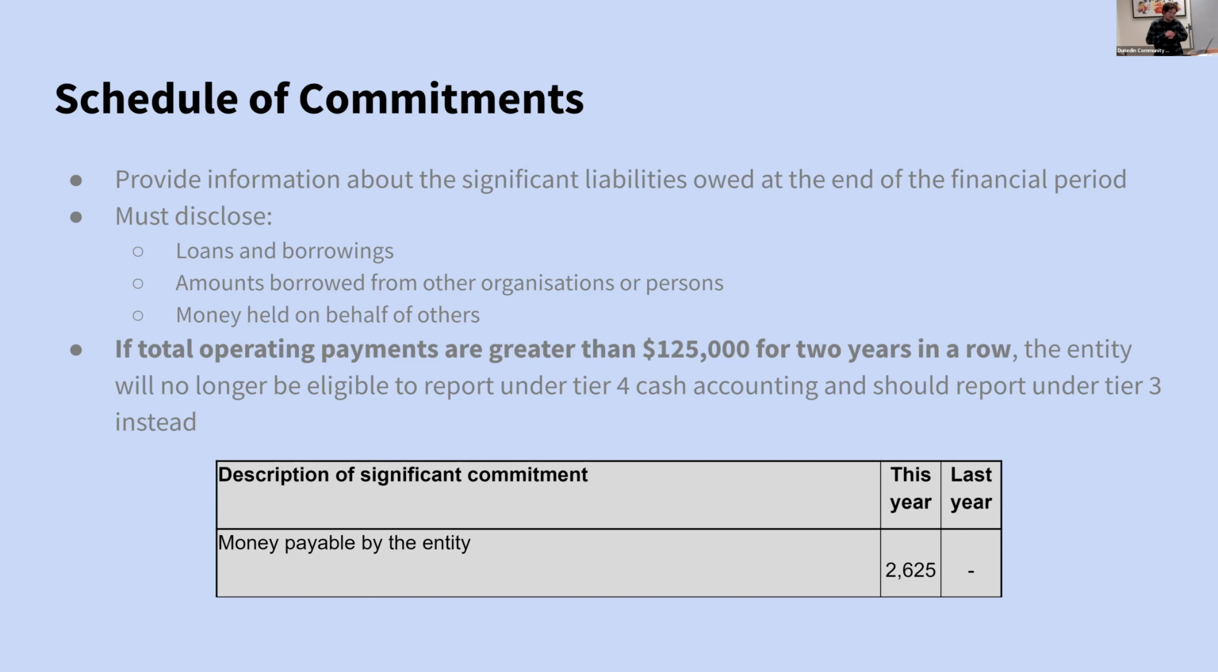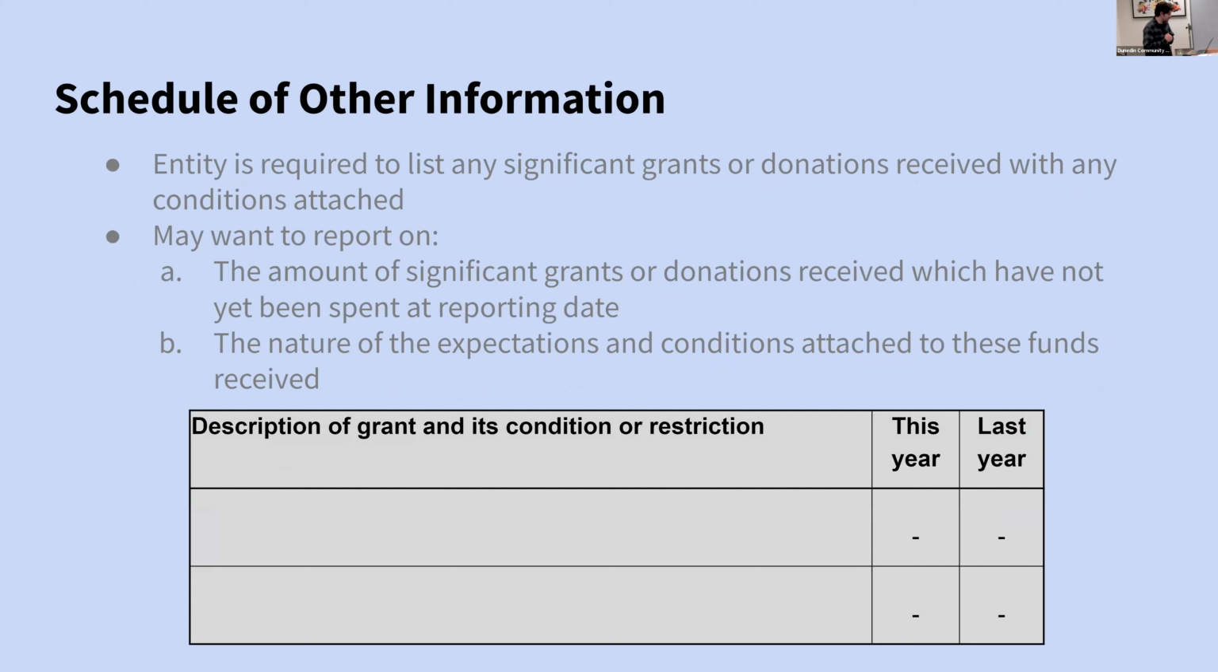Okay, and now for schedule of other information. The entity is required to list any significant grants or donations received with any conditions attached. And for this, you describe each grant or donation that has condition attached. For example, a condition on how the entity should spend the money donated, or a time frame in which the funds must be utilized.